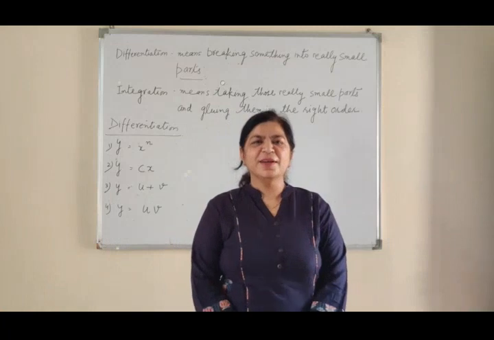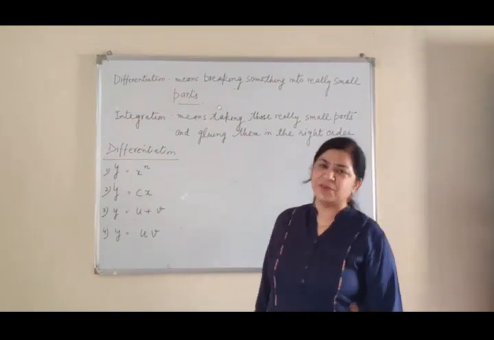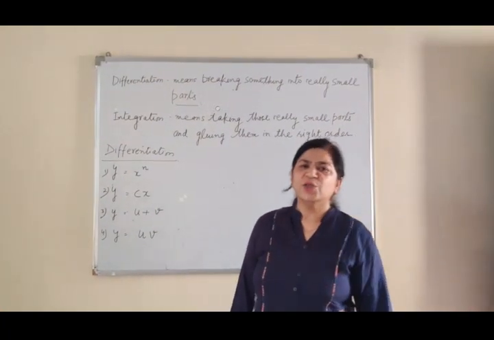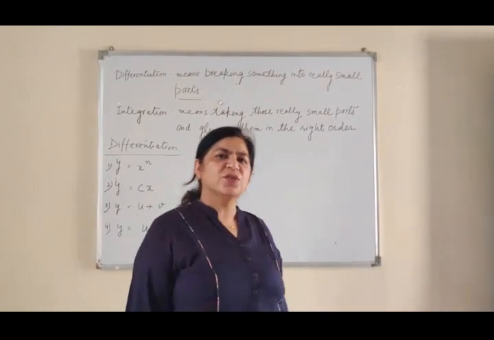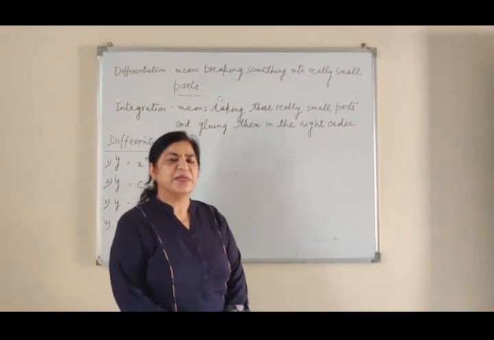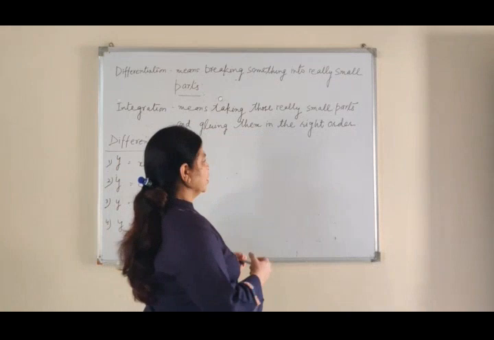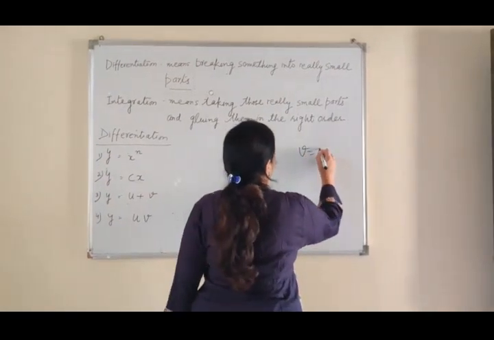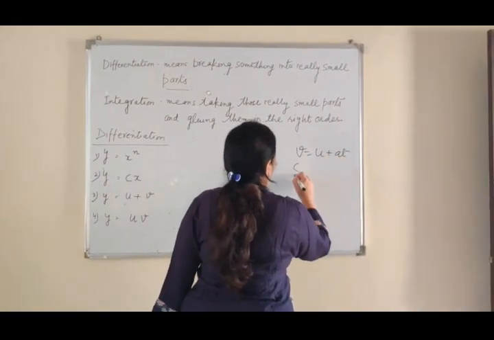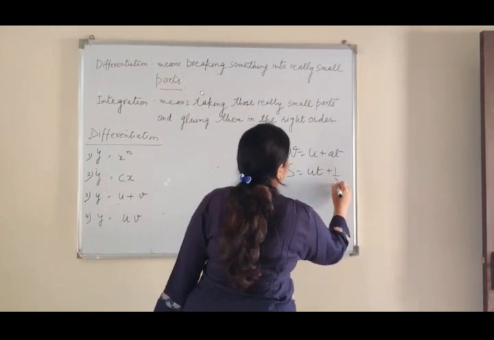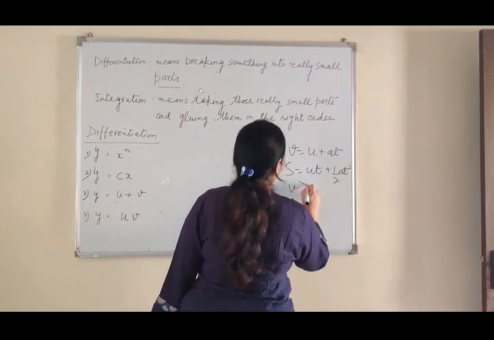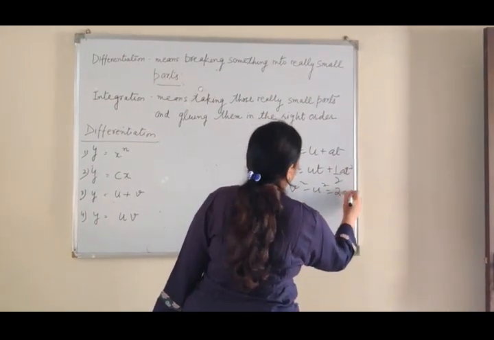Hello students, I am here to explain the concepts of differentiation and integration, which you will use while deriving the equations of motion, that is v is equal to u plus at, s is equal to ut plus half at square, and the third equation is v square minus u square is equal to 2ax.